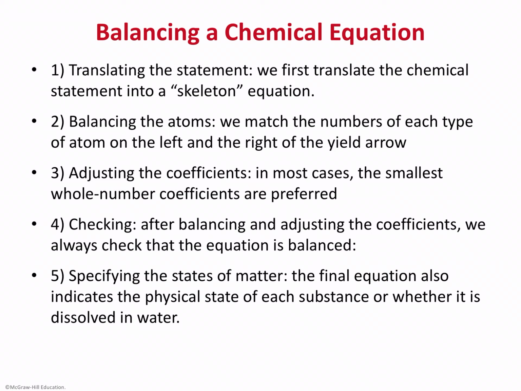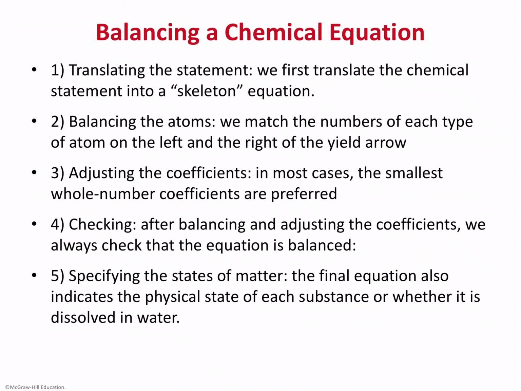Translating the statement, we first translate the chemical statement into a skeleton equation. And then we balance the atoms. We match the numbers of each type of atom on the left and the right of the yield arrow. And then we adjust the coefficients. In most cases, the smallest whole number coefficients are preferred. And then we go and check. After balancing and adjusting the coefficients, we always check that the equation is balanced.